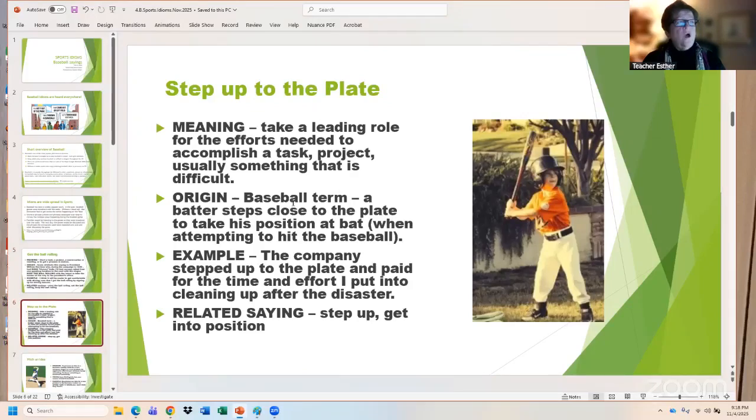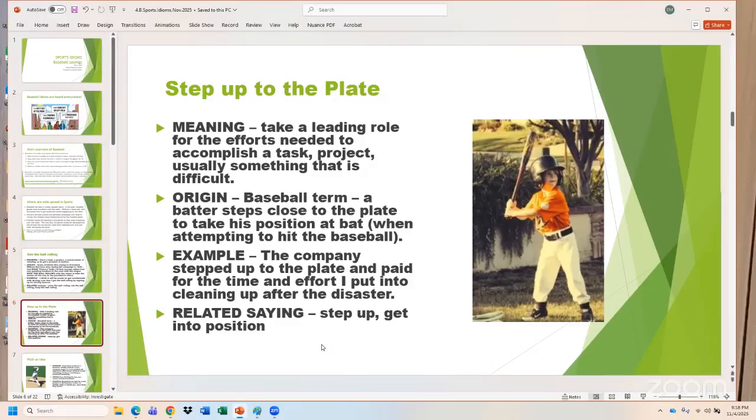Step up to the plate. Step up to the plate, meaning take a leading role for the efforts needed to accomplish a task or project, usually something that is difficult. Origin, baseball term: a batter steps close to the plate to take his position at bat when attempting to hit the baseball. Example, the company stepped up to the plate and paid for the time and effort I put into cleaning up after the disaster. Related saying, step up, get into position.